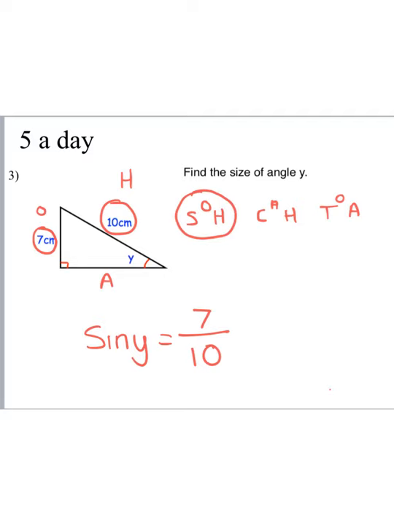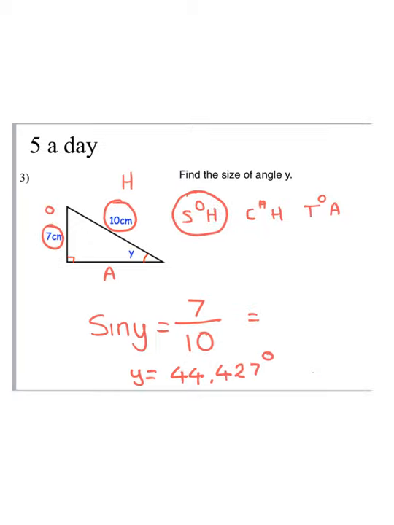So we need to find out what y is by using our calculator. We need to make sure we do sine inverse of 0.7, which gives us 44.427 degrees. Now we can simply put this into one decimal place. So we could write this as y equals 44.4 degrees to one decimal place.